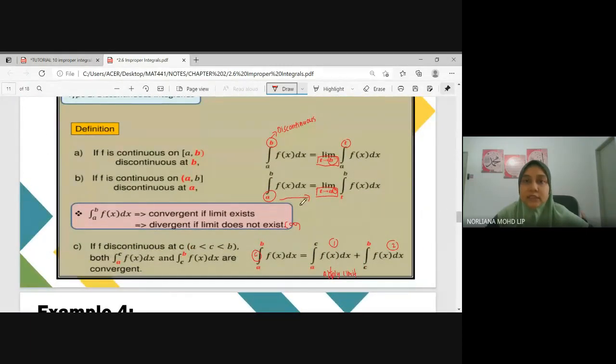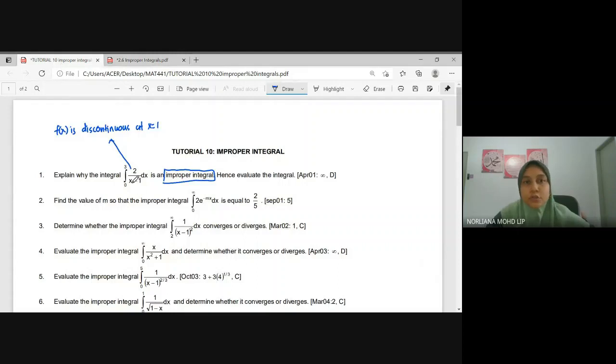Dia kat sini lah. Dia antara ni kan. Ni type yang kedua yang dia tengah antara ni, yang C ni. So untuk solution, evaluate this integral kan. Kena pecahkan kepada dua lah yang ni. So pecahkan integral 0 to 3, 2 over x minus 1 dx.